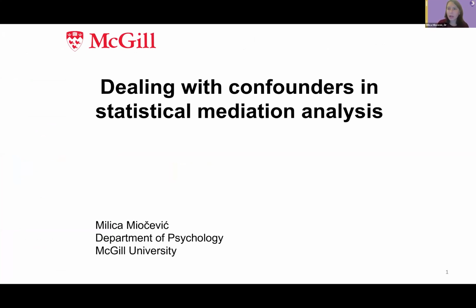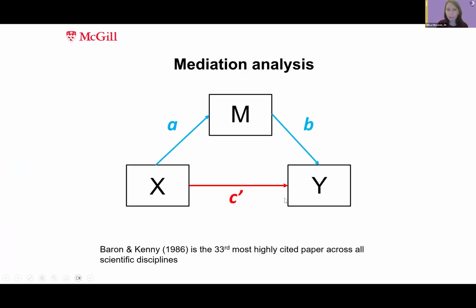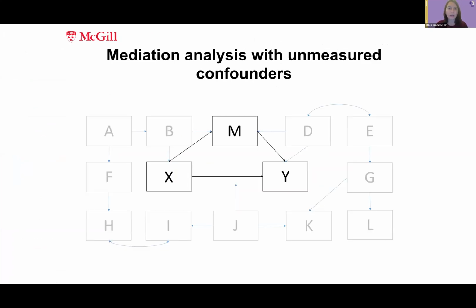I'll talk about how we can deal with confounders in statistical mediation analysis. So the speakers before me have introduced the single mediator model already. But what's important for my talk is that mediation analysis does not occur in a vacuum. So in a lot of situations, we have covariates, confounders, colliders, and all sorts of other relevant variables that are important to consider when we're trying to estimate our indirect effect without bias.